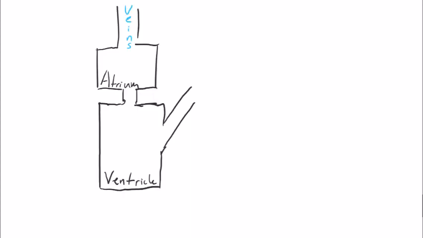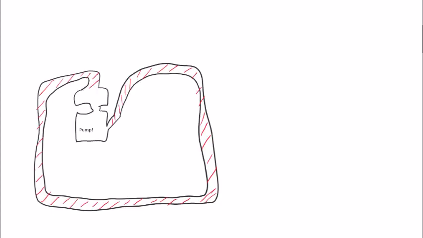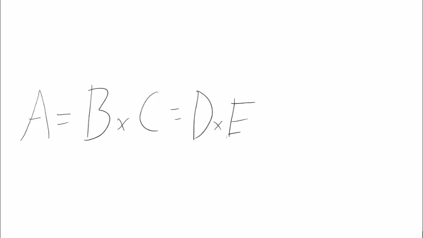Let's look at the basics by assuming the cardiovascular system is a closed system. The definition of a closed system is where two or more processes have outputs determined by a common parameter and can operate at a stable equilibrium with each other. What this means is that what we've got is what we've got. We can't magically get more or less blood, but we can rearrange and redistribute what is already there. Mathematically, this could be expressed as something like A equals B times C equals D times E. If A remains unchanging, anything that happens to B, C, D, or E is going to have an effect on everything else in order to keep A constant.